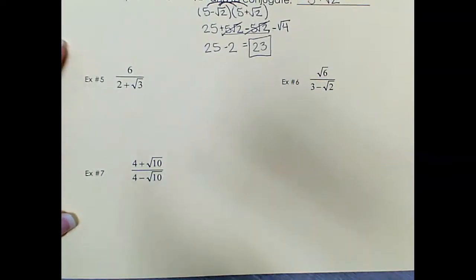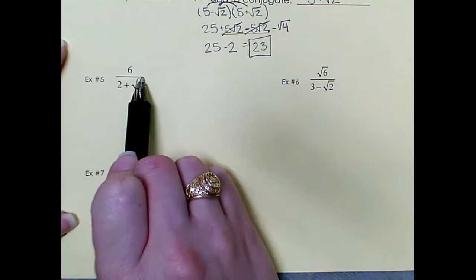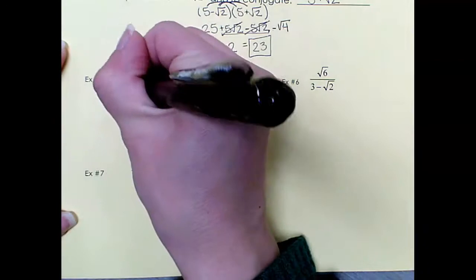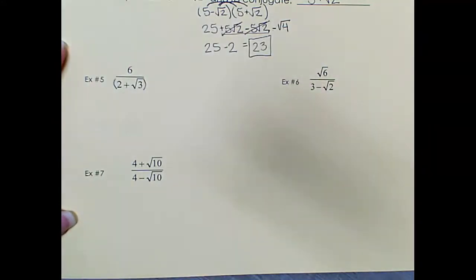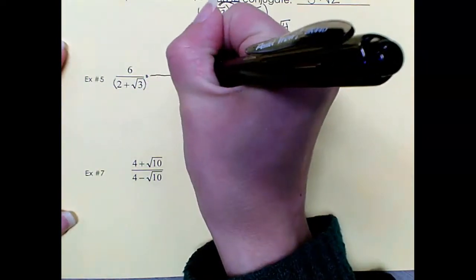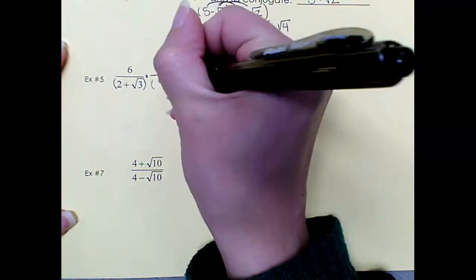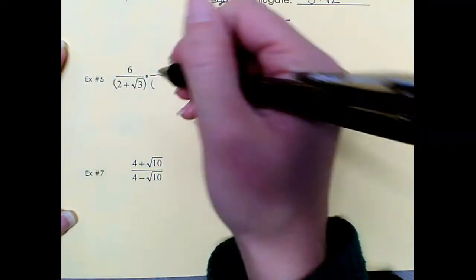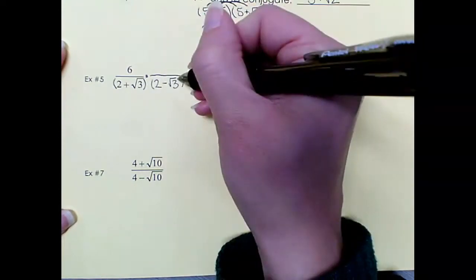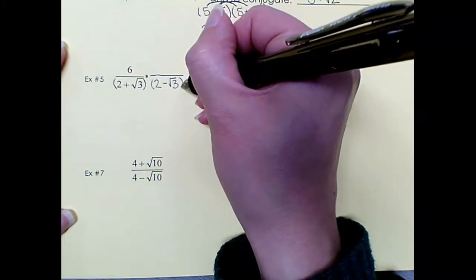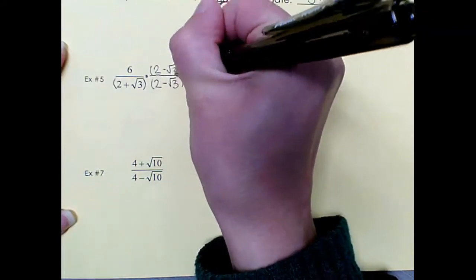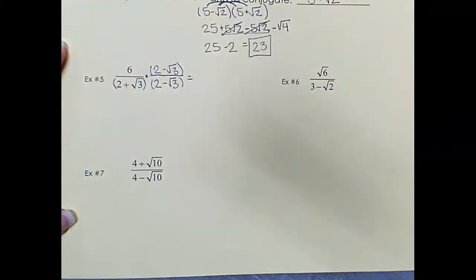Example 5, I've got a radical under the division bar, so a radical in the denominator. That's not allowed. So I'm going to put parentheses around it because I noticed that it's something that I could write the conjugate of. I'm going to multiply both the top and bottom by the conjugate. So instead of 2 plus square root of 3, the conjugate is 2 minus the square root of 3. And whatever I multiply on the bottom, I also have to multiply by on the top. 2 minus square root of 3. Okay.